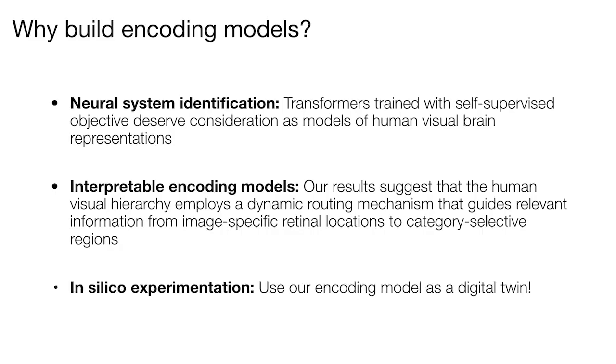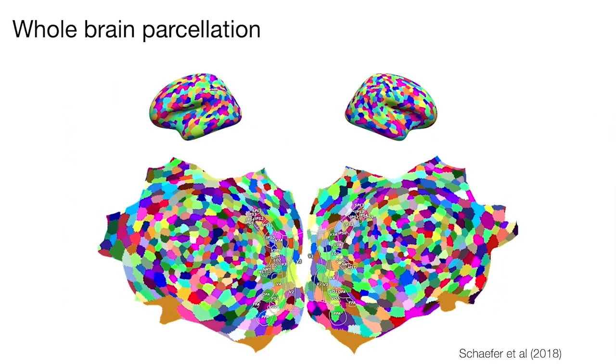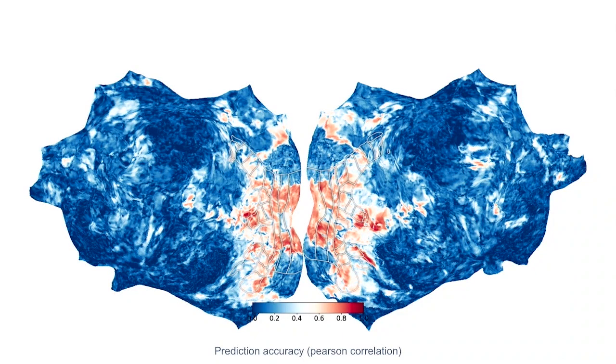But now let's take the next step and use our model for in silico experimentation, right? So instead of showing people the entire ImageNet of 1.3 million images, why don't we use our encoder and test it on these images rather than showing them to the subject. So we take these Schaefer parcellations, and now instead of routing for each ROI or vertex, we route for each parcel in the brain. So we learn a query for that. We get a prediction like this.